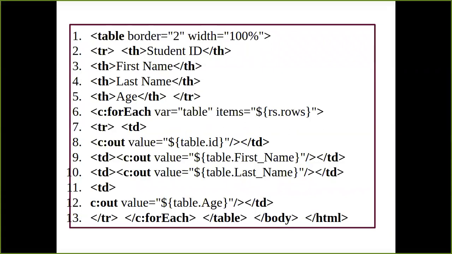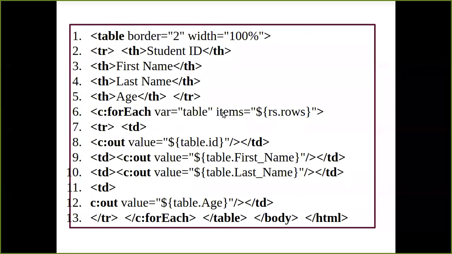Similarly here, if I just want to read the data from the table I have created in my database, I can do that by making use of for each. The for each tag, which comes from the core tag prefixed with c, will have an attribute, var, which is the variable name. That is, table is a variable name because we have made use of the var attribute.